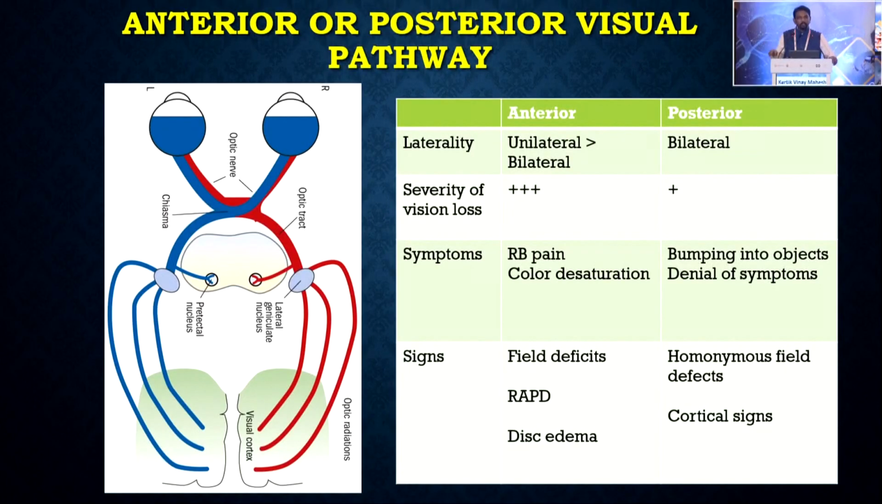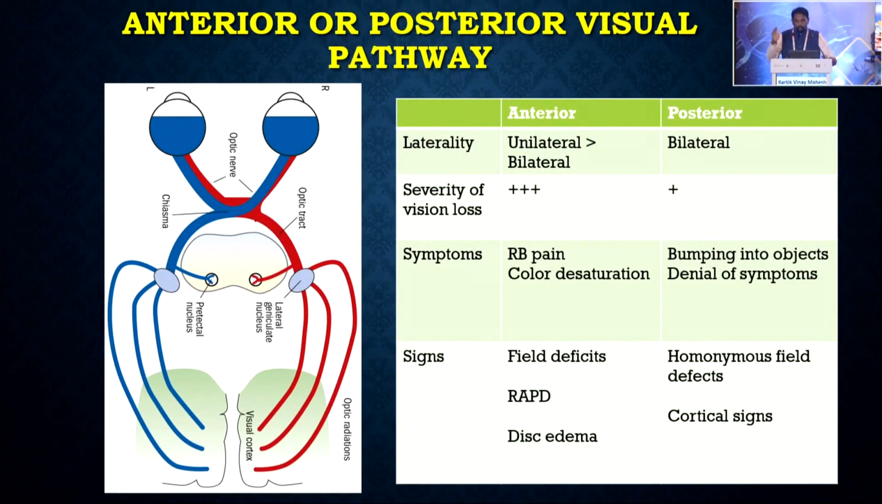Anterior visual pathway, most of the time the vision loss is unilateral much more than bilateral. Yes, there are exceptions to this. Severity of vision loss will be much more than in the posterior visual pathway. Symptoms like color desaturation, retrobulbar pain, examination findings like field defects, RAPDs, disc edema, these all point towards the anterior visual pathway.